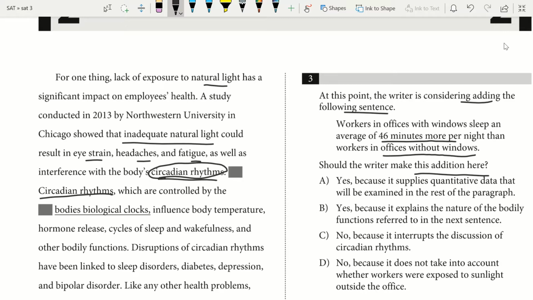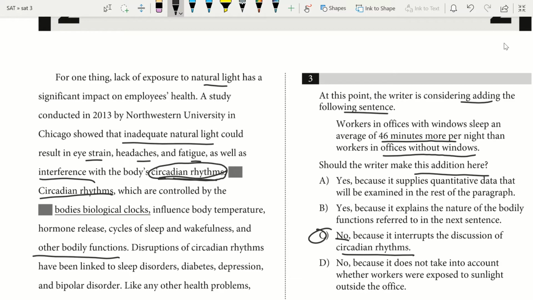So as we read, we see interference with the body's circadian rhythms, which are controlled by the body's biological clocks, influence body temperature, hormone release, cycles of sleep and wakefulness, and other bodily functions. Well, since we end with circadian rhythms and then we explain it, we don't want to interrupt that, right? So our answer is going to be C.